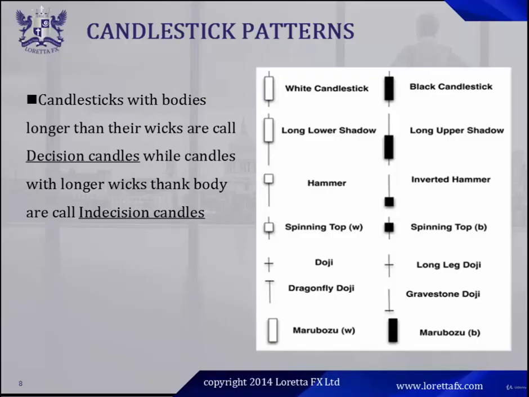Now, candlesticks with bodies longer than their wicks are called decision candles, while candles with longer wicks than body are called indecision candles. And here we have some examples. This is an indecision candle. This is a decision candle. Okay? Decision candle, indecision candle.